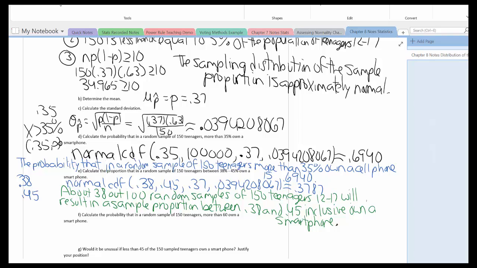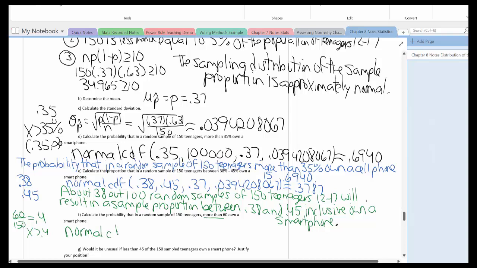Okay, let's take a look at the next example. So calculate the probability that in a random sample of 150 teenagers, more than 60 own a smartphone. That 60 is not a percentage. We need to figure that out. So 60 out of 150, you can put that in the calculator. That's 4/10. It's more than, so it'll be greater than 4/10. So normal CDF 4/10, 100,000, comma, the mean, comma, the standard deviation. And this is approximately this.